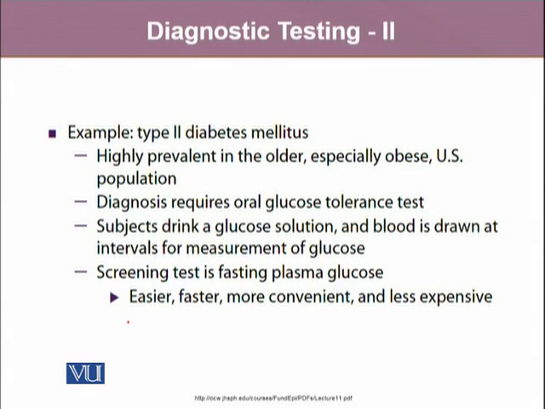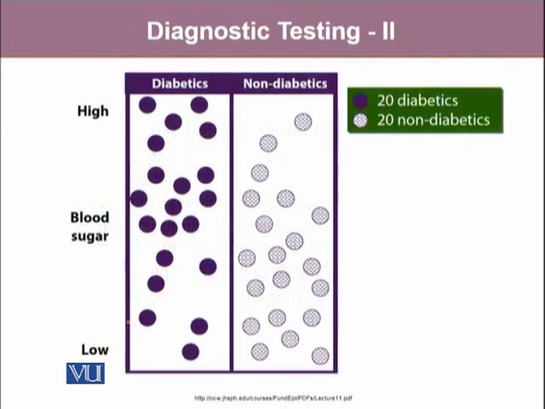Let's take another example for type 2 diabetes, which is highly prevalent in the older population, especially in the obese population. Diagnosis requires an oral glucose tolerance test, where subjects drink a glucose solution and blood is drawn at different intervals to make the measurements out of it. The screening test for diabetes, which is easier, faster, and more convenient, is just to look at the fasting plasma glucose.